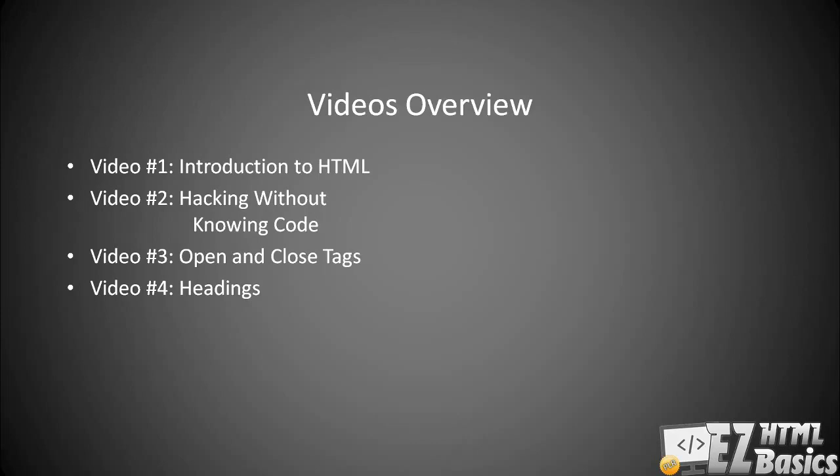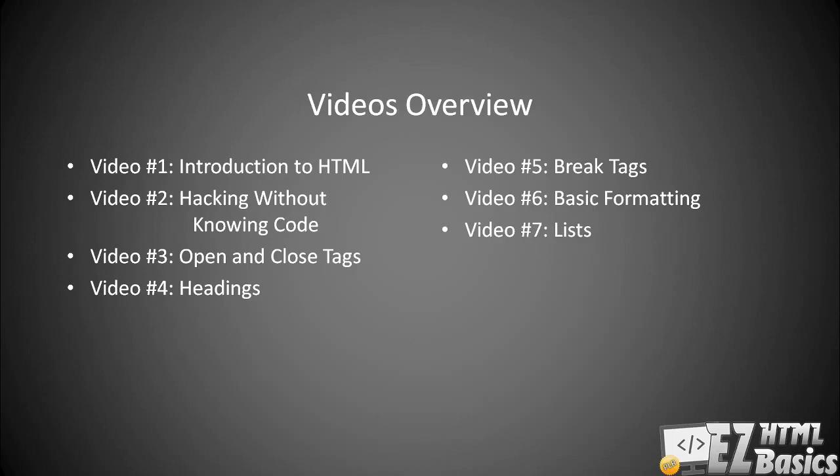So video number 5, we're going to talk about break tags. How do you make it so that you have break lines? So as you're creating paragraphs and as they're getting bigger, how do you get breaks so that they look nice, so that you have white space in between? And video number 6, we're going to talk about basic formatting. Video number 7, lists, unordered lists, and ordered lists. And video number 8, image tags. We're going to talk about that. And of course, in video number 9, we are going to talk about hyperlinks.